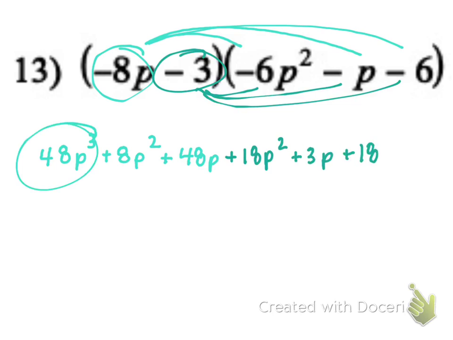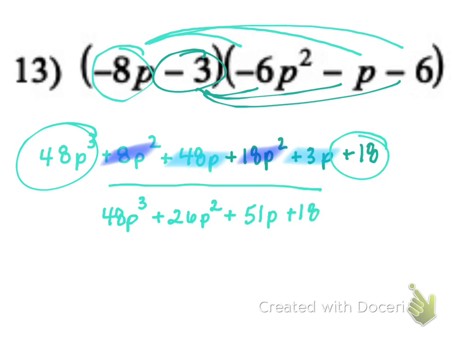Then after I finish that, I need to combine like terms. I have p cubed, nothing to combine that with. Then I have p squared, then p, and then my constant, which is 18. And that is my final answer.